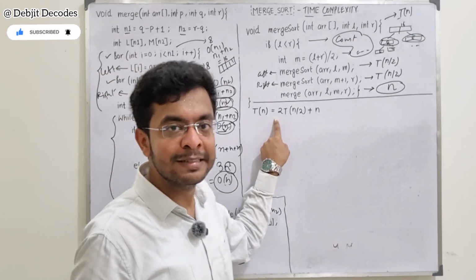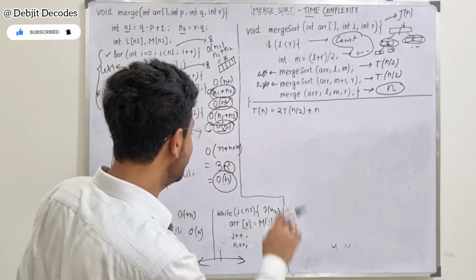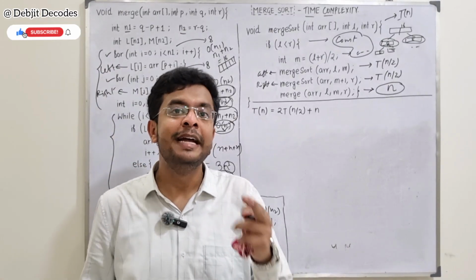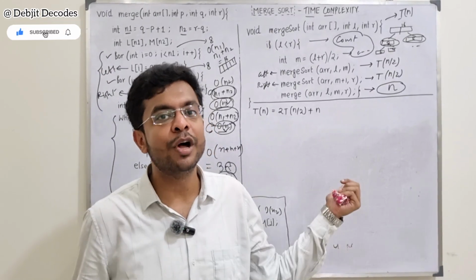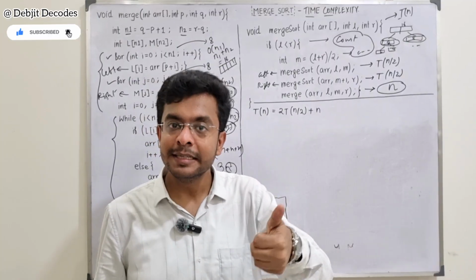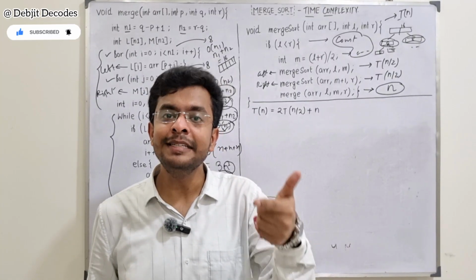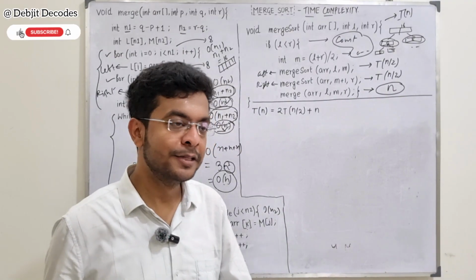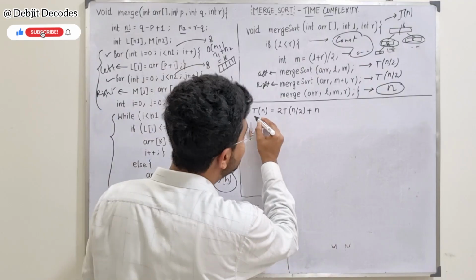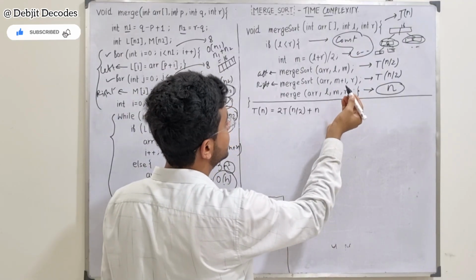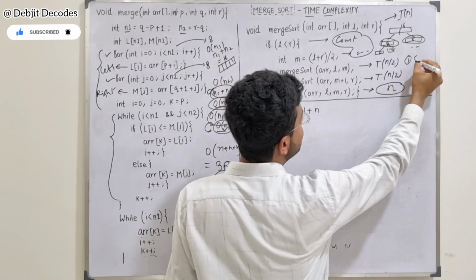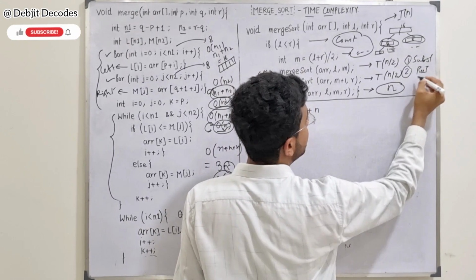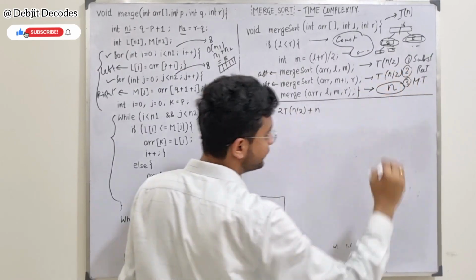If this is the recurrence relation, we can solve it using three methods. If you have checked the previous videos, you can understand there are at least three methods to solve this kind of recurrence relation. One is the substitution method, another is the recursion tree method, and another is the master's theorem. So in this video, we can solve this in three ways: number one is substitution, number two is recursion tree, and number three is master's theorem.